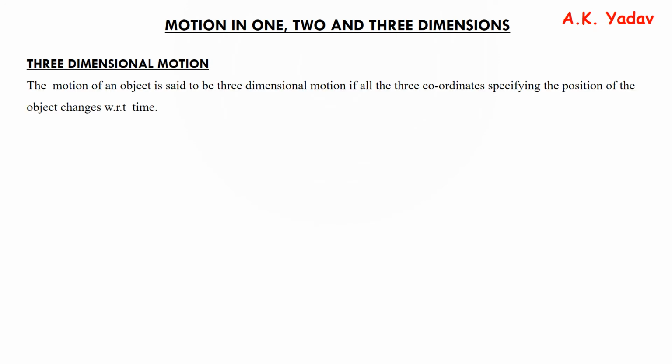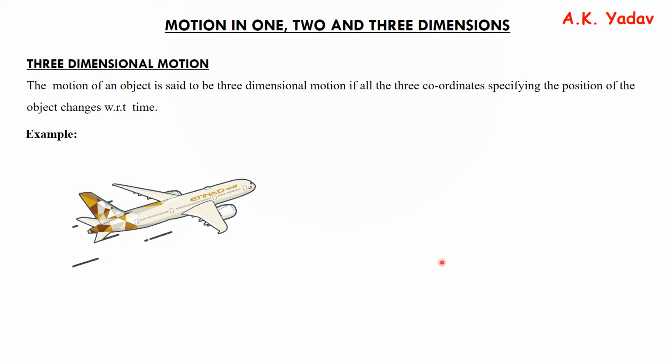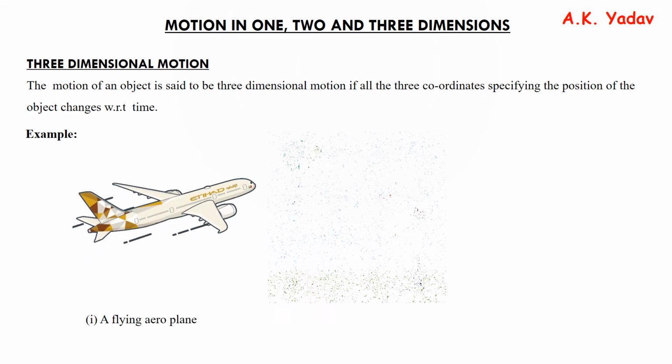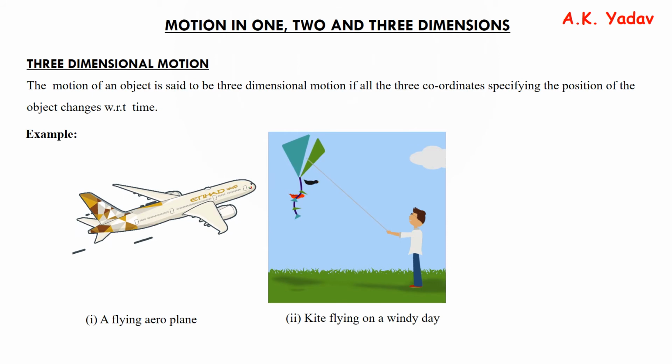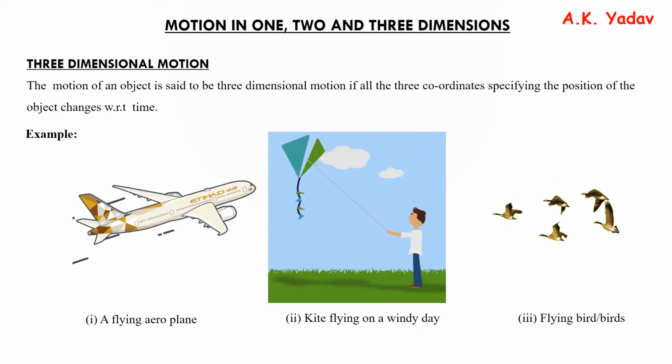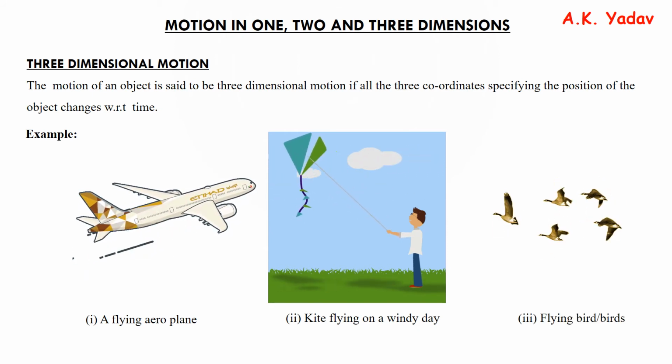Three-dimensional motion. The motion of an object is said to be three-dimensional if all the three coordinates specifying the position of an object change with respect to time. Examples are a flying aeroplane, a kite flying on a windy day, and a flying bird.